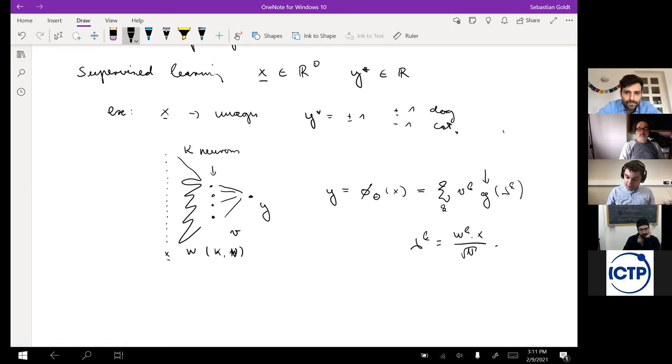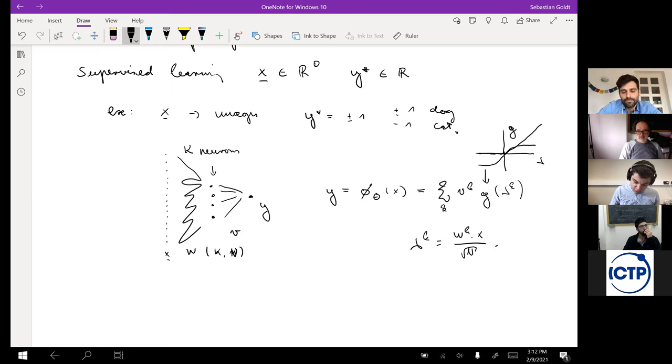And this nonlinearity is a scalar function. There are different choices that you could have. We're going to look at two in particular. One is the sigmoidal function, which looks like this. And another one is a very popular function in neural networks these days, which is called the ReLU, the rectified linear unit, and which looks like this. So just a linear function for positive lambda and zero for negative lambda.